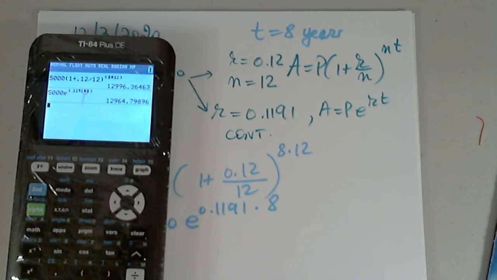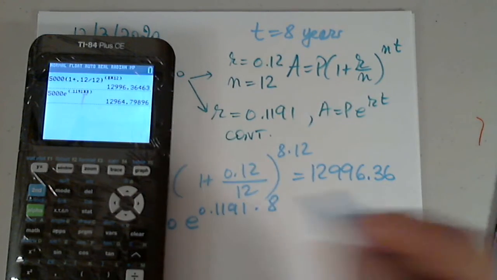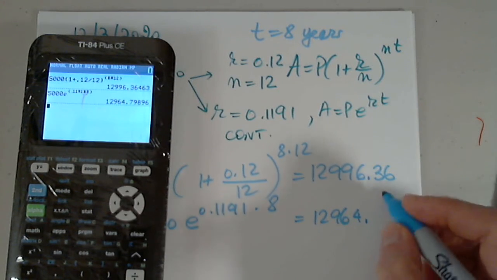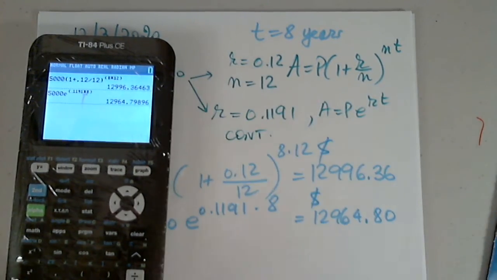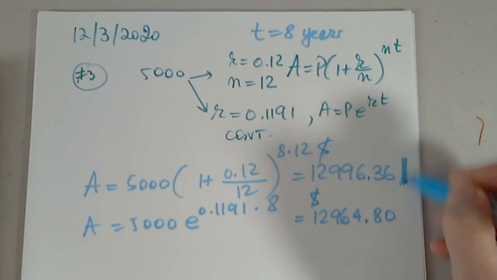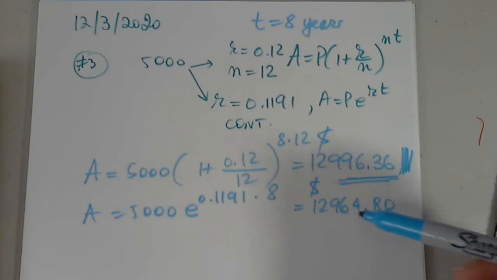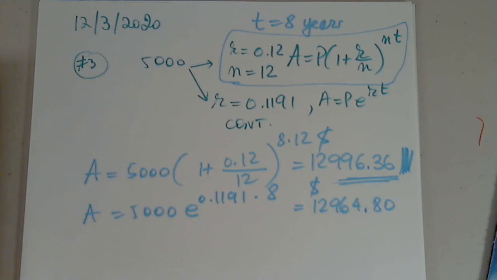Okay, so the first one, 12,996. When it comes to money, we go to cents. 12,964.80, since it's 798, so it's 80. So based on this, 12,996 versus 12,964, we will choose this one. Compounded 12 times a year is the better option, with 12%.